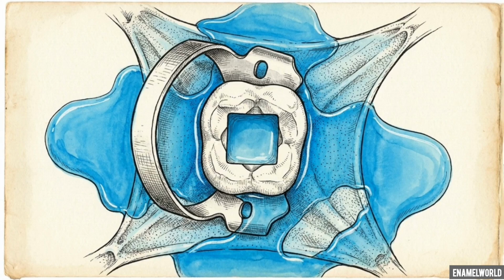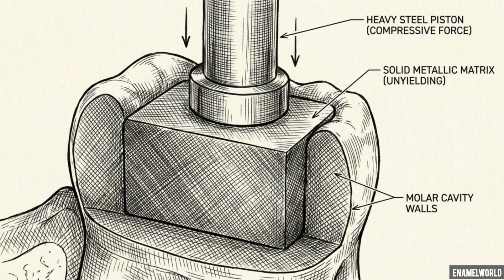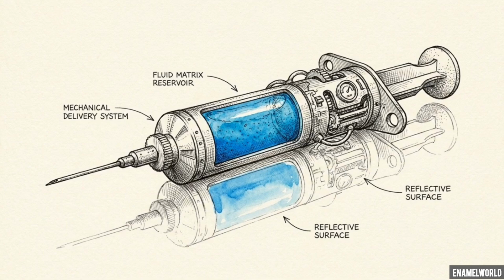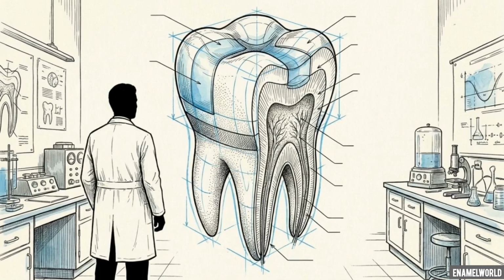These specific procedural requirements explain the strict contraindications for composite use: situations with poor moisture control, or massive stress-bearing areas where the brute strength of silver amalgam historically prevailed. Every precise manipulation step in the clinic is a direct accommodation for the underlying molecular physics of the material. As material science advances towards smart bulk fill innovations, engineers will continue to rewrite the structural rules of restorative dentistry.